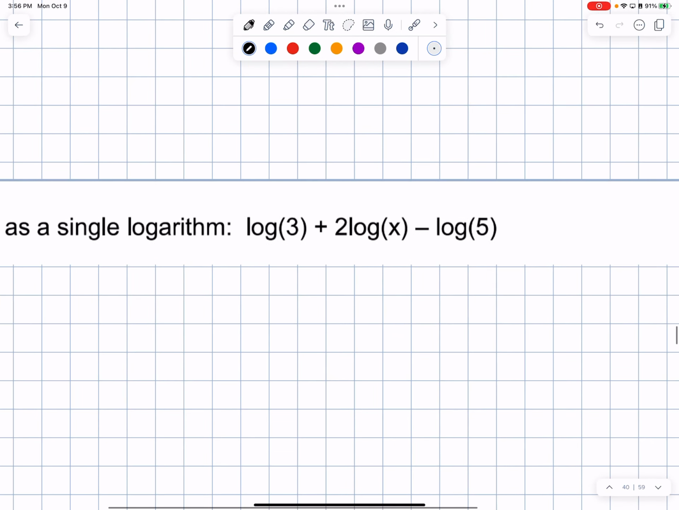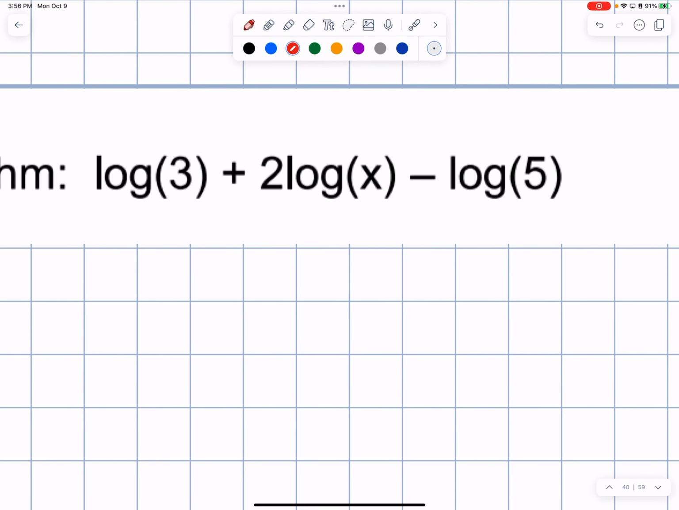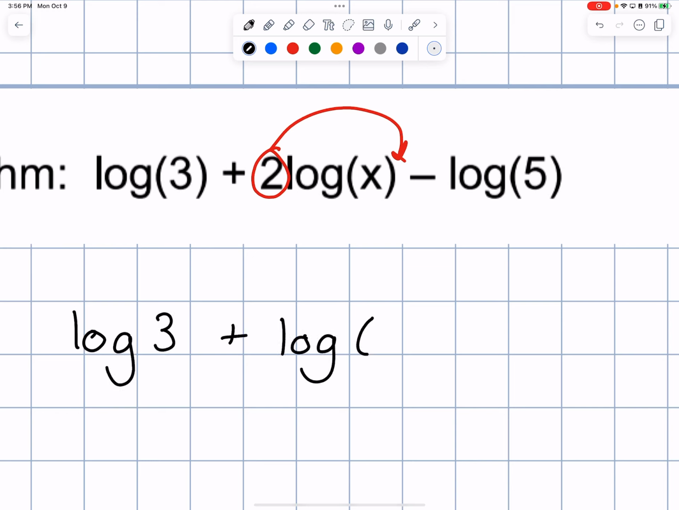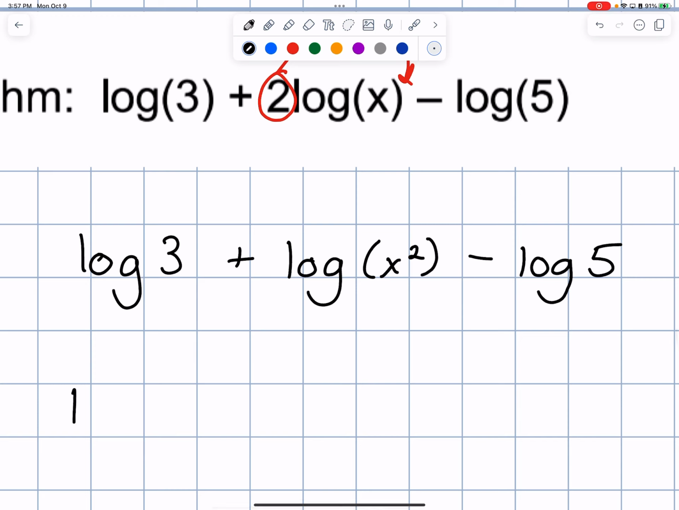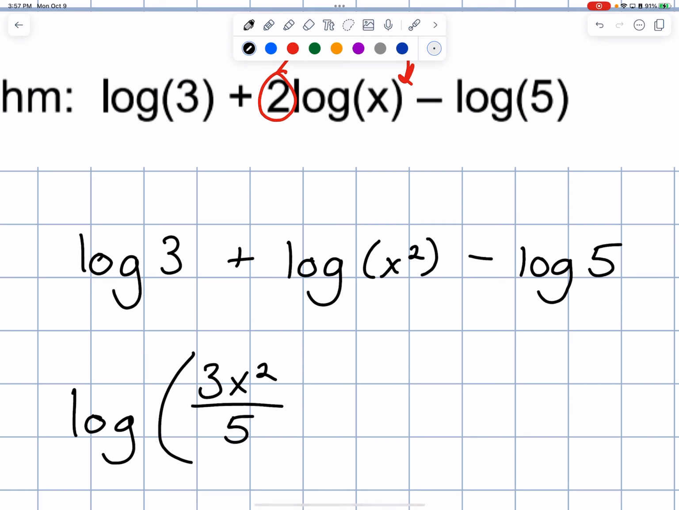38, write it as a single logarithm. Okay, the first thing I notice, this one has a 2 in front. I'm going to do the power rule backwards. Log of 3 plus the log of x squared minus the log of 5. These first two are multiplied. We can make them into a multiplication. That last one, we can make it into a division. So it would be like this. The log of 3 times x squared, all divided by 5. It's the same rules, but backwards. Questions?